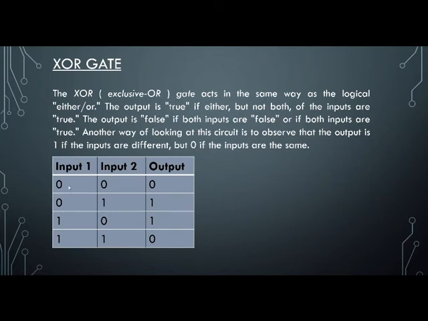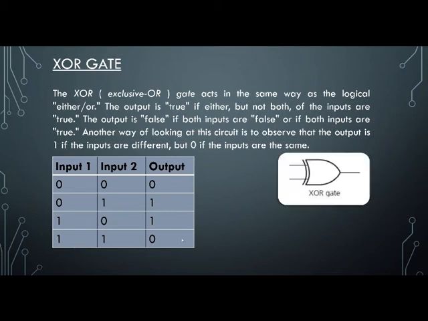It means if input 1 is off and input 2 is off, the output will be off. If input 1 is off and input 2 is on, you will get the output 1, on. If input 1 is 1 and input 2 is 0, you will get output 1, it will be on. If both are on, you will get 0 output, it will be off. This is the symbol of the XOR gate.